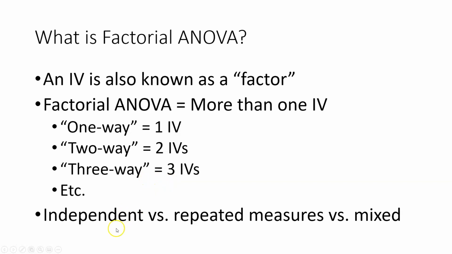And you can also have independent, meaning between subjects variables, or repeated measures variables, or mixed ANOVAs. A mixed ANOVA is where you have some between subjects and some within subjects, some independent and some repeated. So you have to consider what kind of independent variables do you have. Do you have only between subjects independent variables, or do you have repeated measures or within subjects independent variables, or do you have some of each, and then you call it a mixed.